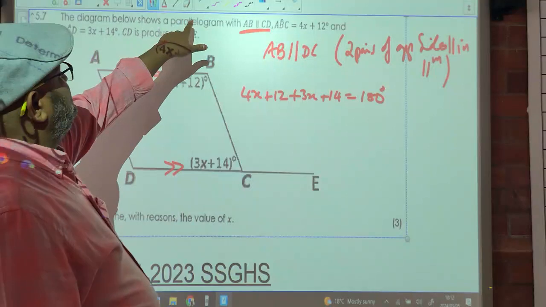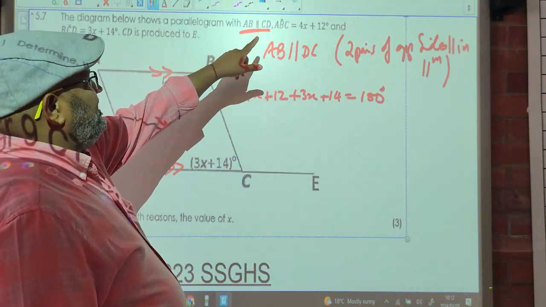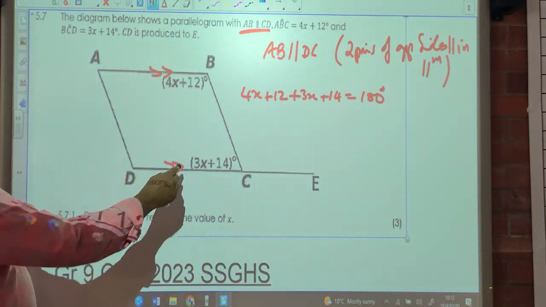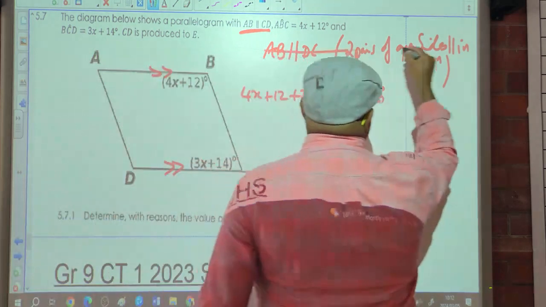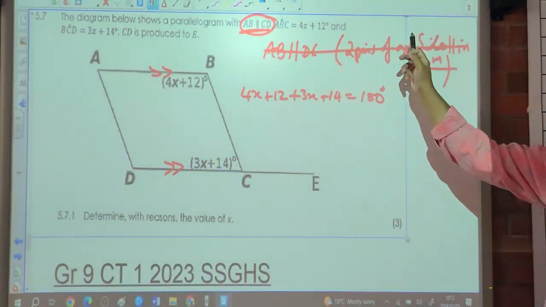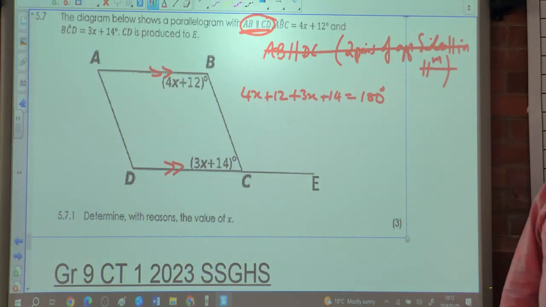In the diagram below, it shows a parallelogram with AB being parallel to CD. ABC is 4x plus 12 and BCD is 3x plus 14. CD is produced to E. Calculate the value of x. Okay. So this here is not needed. Why? Because that's given there. If that was not given, you would need to have said this for a mark.